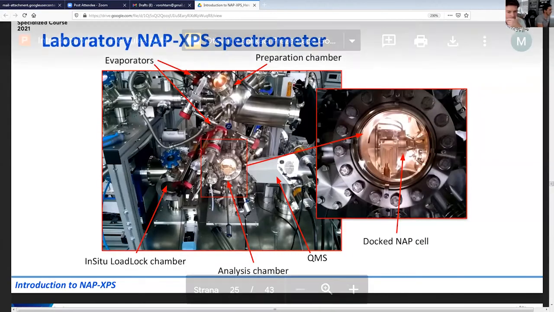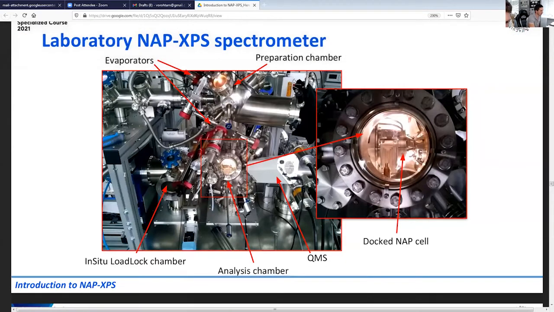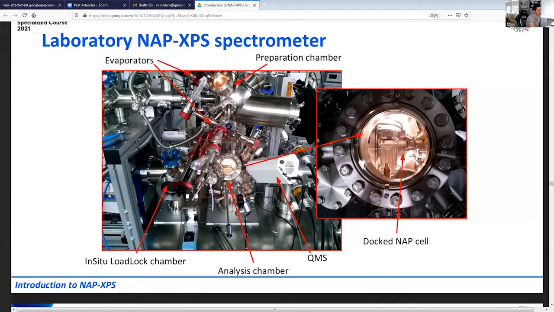Okay, so you see this is the photo of this analysis chamber. Normally the cell was in this chamber. There is a manipulator, so it was retracted, so you could see the cell through this window here. Now, after we started to move the cell, it has moved through this gate valve, and now it is in the analysis chamber.